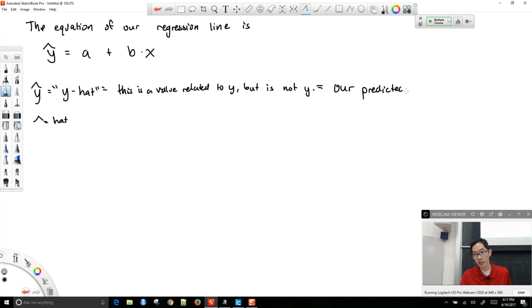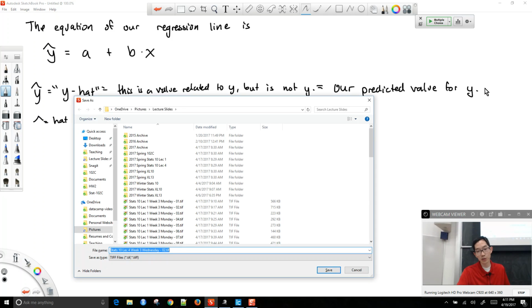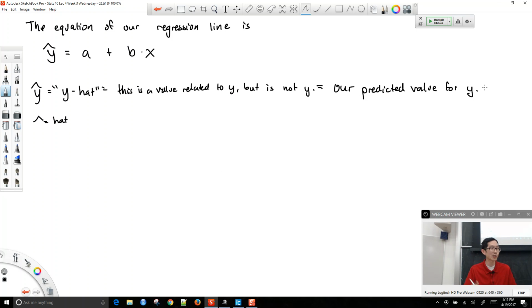Okay, our predicted value for y. You'll see the hat appear later on in the course when we talk about p versus p hat. That will make an appearance. And in this case, we've got the hat over y, and it means our predicted value for y. A will be our intercept. B is the slope. And x is our x variable.